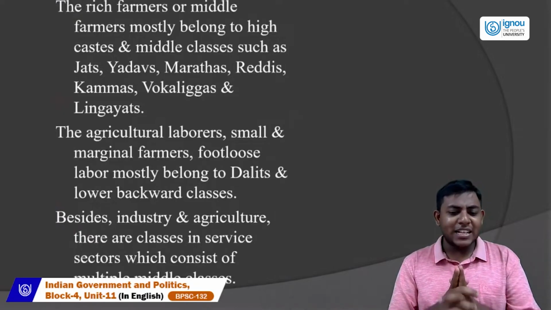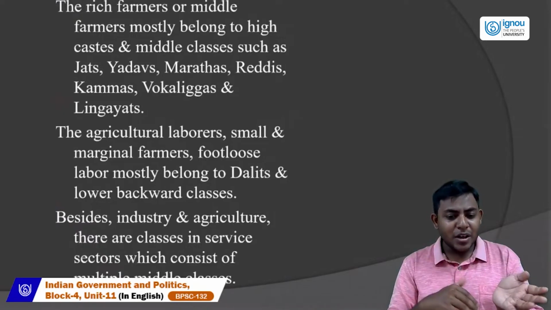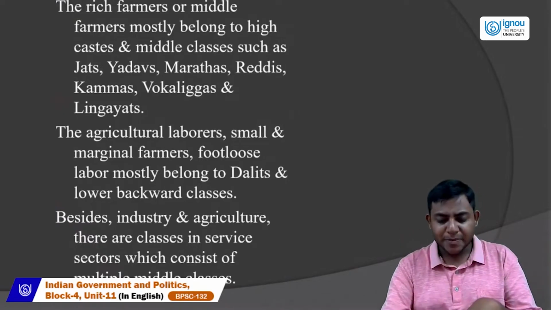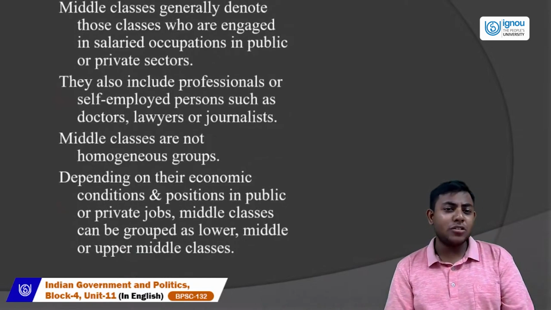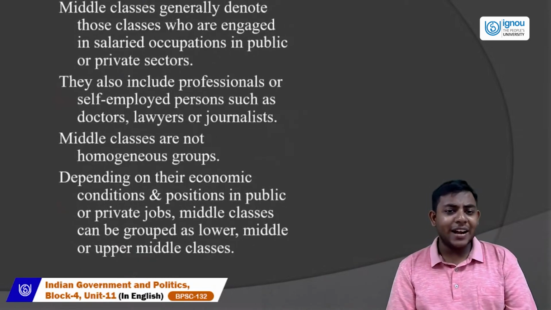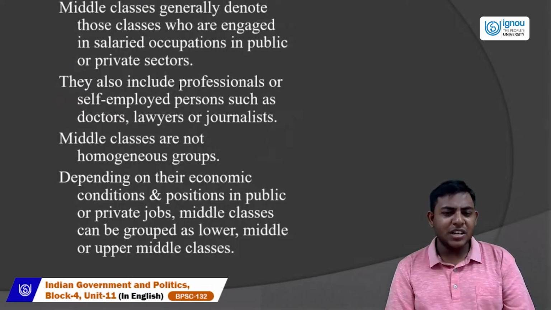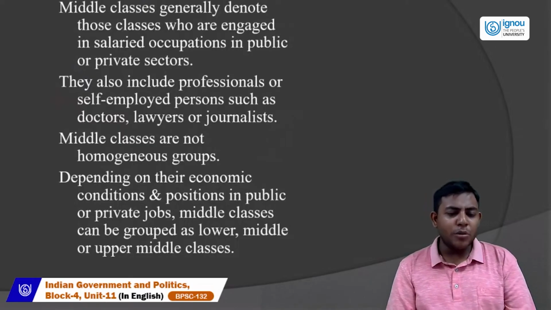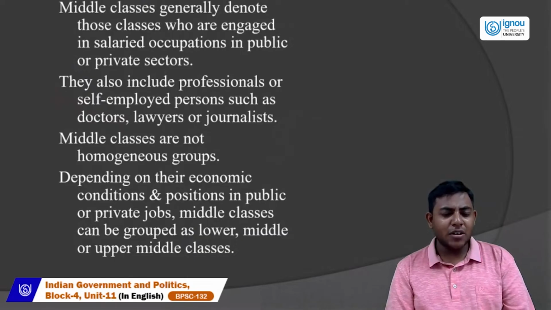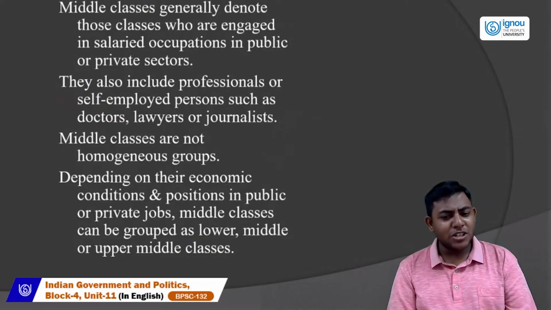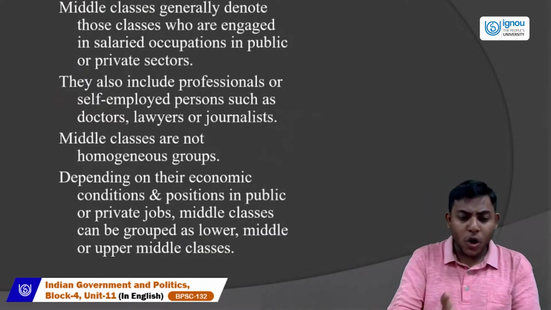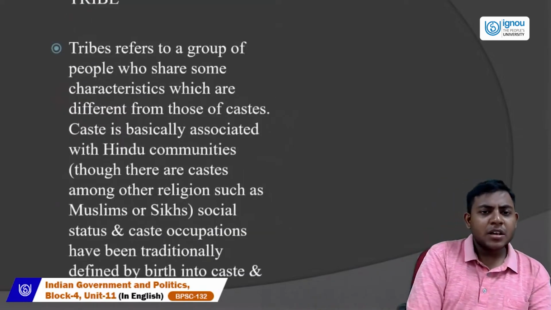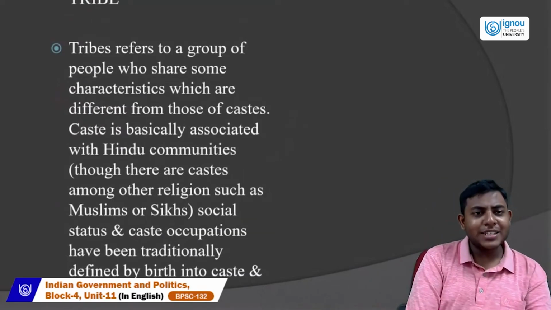Besides industry and agriculture, there are classes in the service sector, which consists of multiple middle classes. Middle classes generally denote those engaged in salaried occupations in public or private sectors, and they also include professionals or self-employed persons such as doctors, lawyers, or journalists. Middle classes are not homogeneous groups. Depending on their economic conditions and position in public or private jobs, they can be grouped as lower, middle, or upper middle classes. Now let us discuss the third part of this unit, that is tribe.